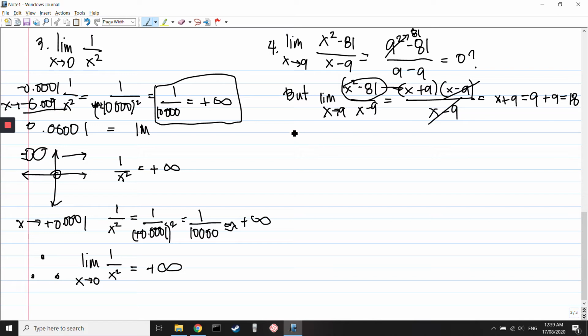Thus, its limit of this equation as x approaches 9 is equal to 18.